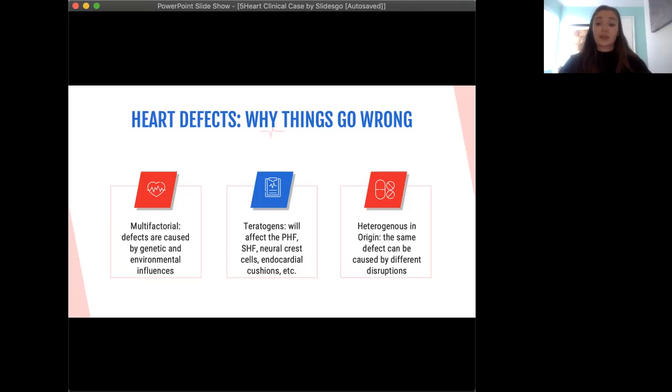They will affect the primary and secondary heart fields, the neural crest cells, and the endocardial cushions. Another important thing to note is that these defects are heterogeneous, meaning that one defect can be caused by several different cellular or genetic abnormalities.